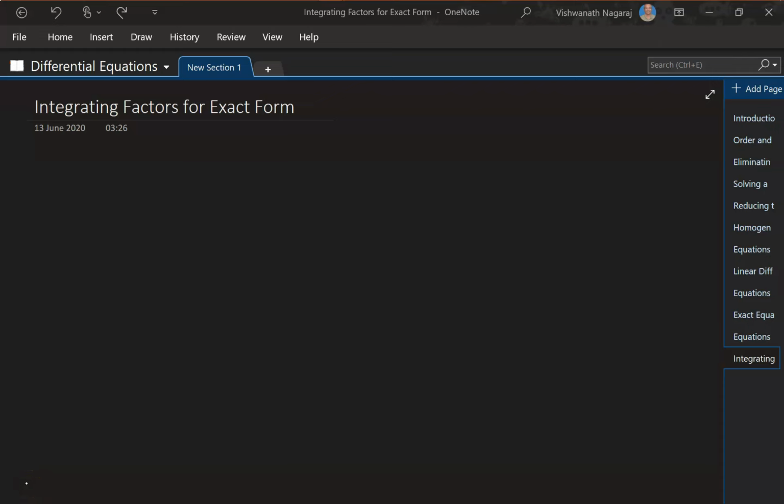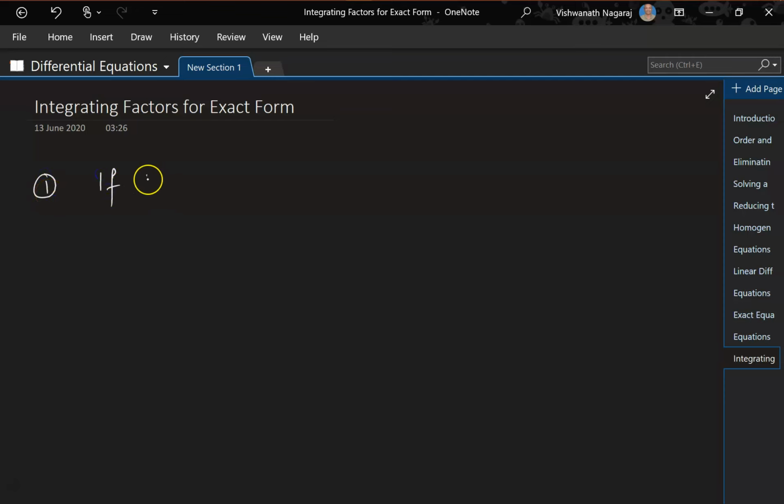Let's look at integrating factors to reduce the differential equation to the exact form and how to figure out these factors. There are certain rules which will help you in figuring out the integrating factors. Let's look at each one of these.